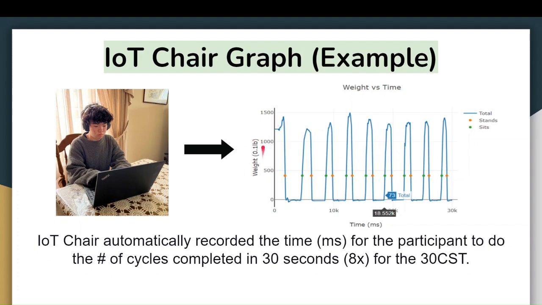The weight is displayed as the y-axis in 0.1 pounds. Each orange dot roughly indicates a stand performed by the patient, and each green dot roughly represents a sit performed by the patient. Using the dots or just looking at the cycles, the doctor can see how many repetitions were performed by the patient. In this particular graph, it's 8 repetitions. And this is all automatically created by our chair and transmitted to a website.